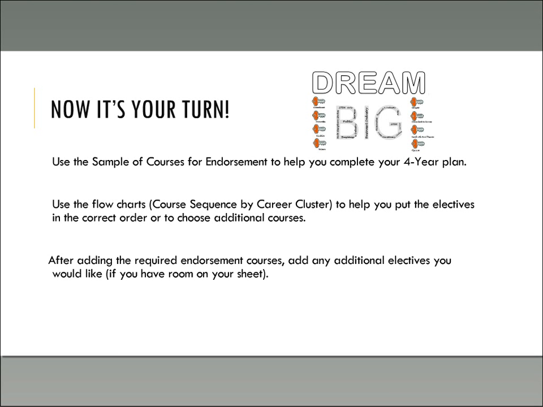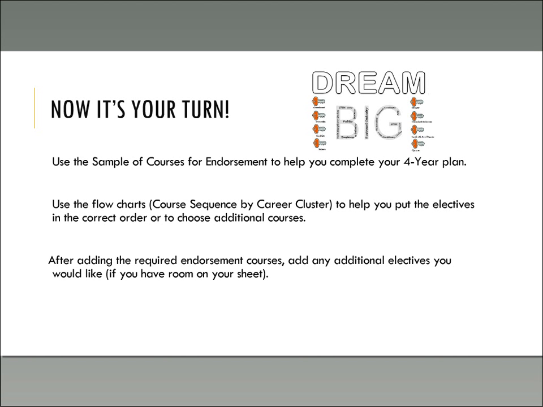And then you can use the flow charts that are in the back of your work booklet to help you put the electives in the correct order or to choose additional courses. And after you add the required endorsement courses, go ahead and you can add in any additional electives that you would like to take if you have room. So if you're interested in trying out something else, then go ahead. If you want to try out an art class or something because you think it might be fun, then go ahead and take that course. You're more than welcome to do that.